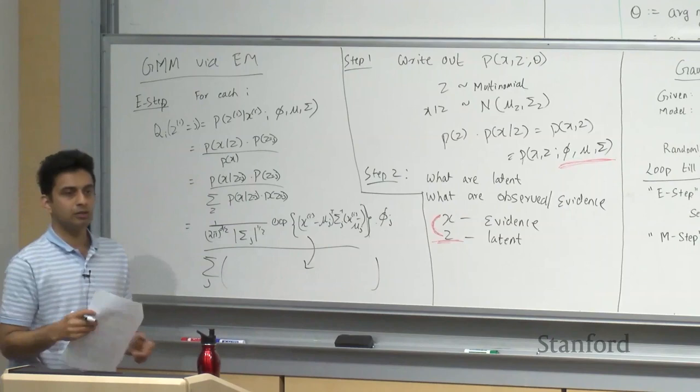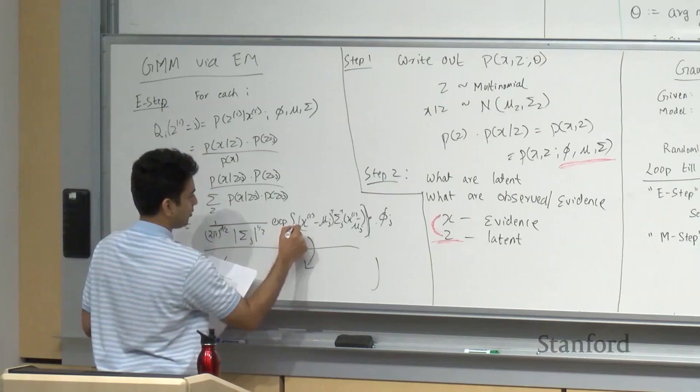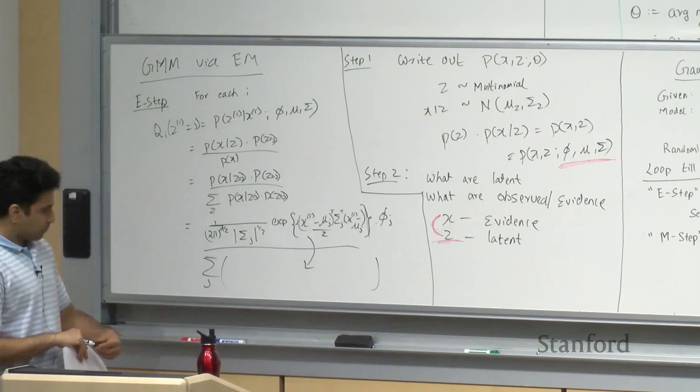Should there be, yeah, there's a minus half, yeah. Thank you, minus 1 over 2. Right? So we've done such calculations before, right?